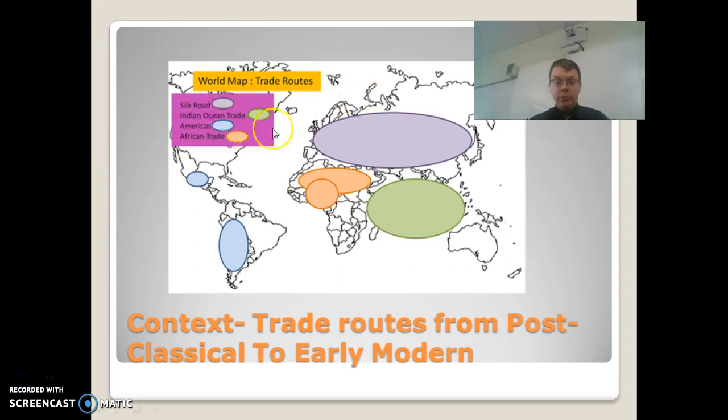Now, why is it that Europe comes to the Americas? Number one, you can see here, Europe being right here, pretty far west when it comes to Eurasia.